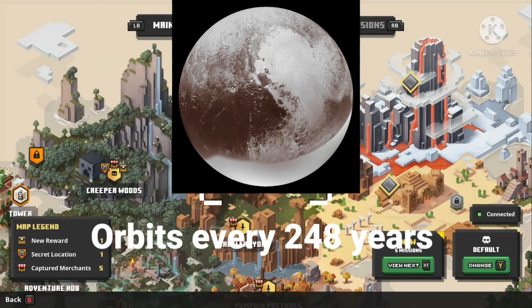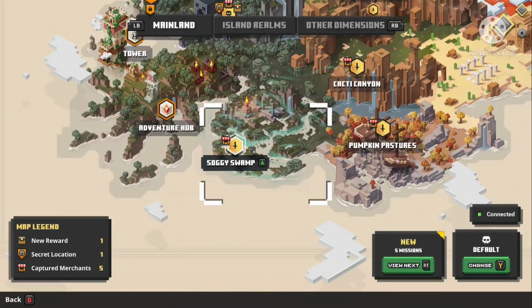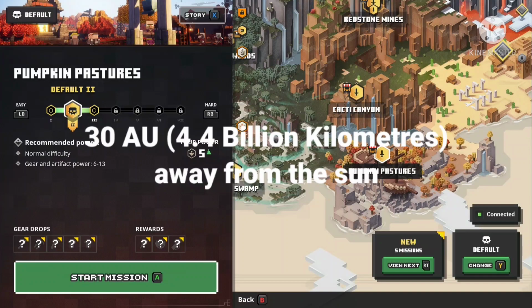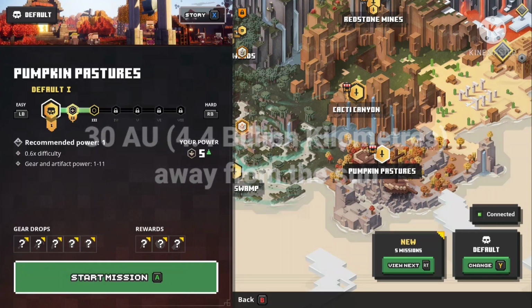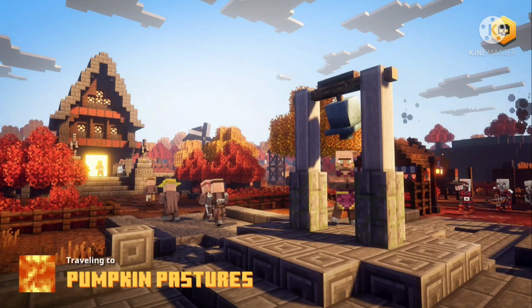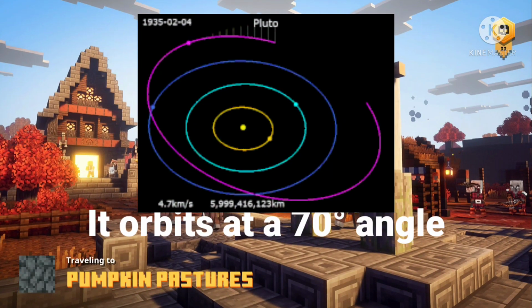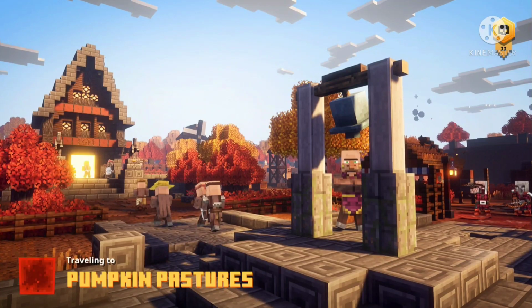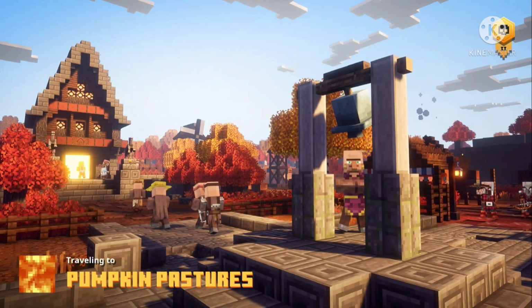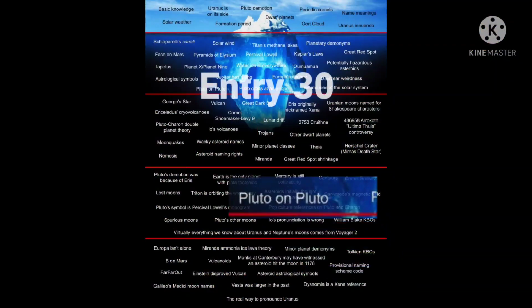Pluto orbits the Sun every 248 years and is around 30 astronomical units away from the Sun, or around 4.4 billion kilometers. And it does in fact orbit at a 17-degree angle, which is much higher than any of the other planets. This strange orbit occasionally makes Pluto go within the orbit of Neptune, but that's really it.